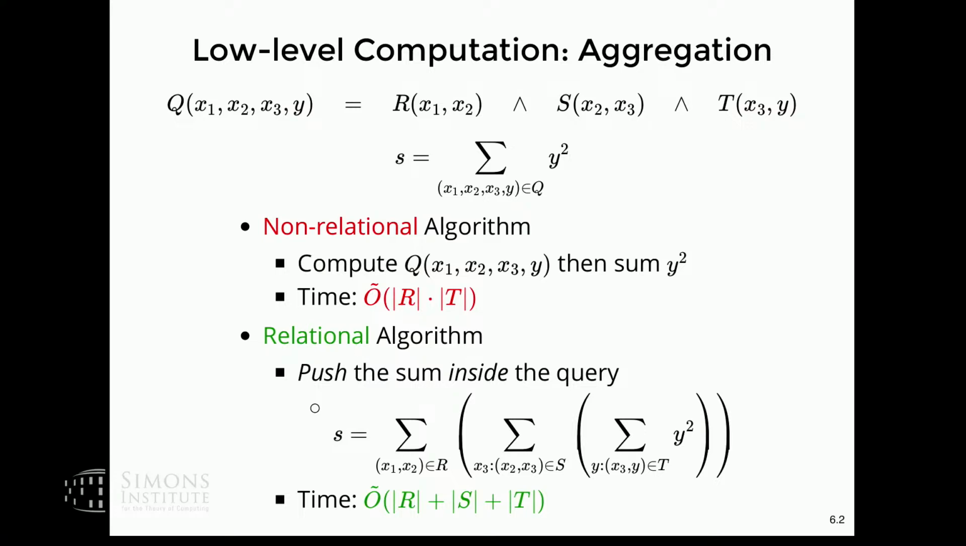Like this is not relational in the sense that the aggregation is completely oblivious to the join query. We computed the full join query before we did the aggregation. So the aggregation algorithm itself is not really aware of the relational structure of a query. It's just taking a query as a black box.